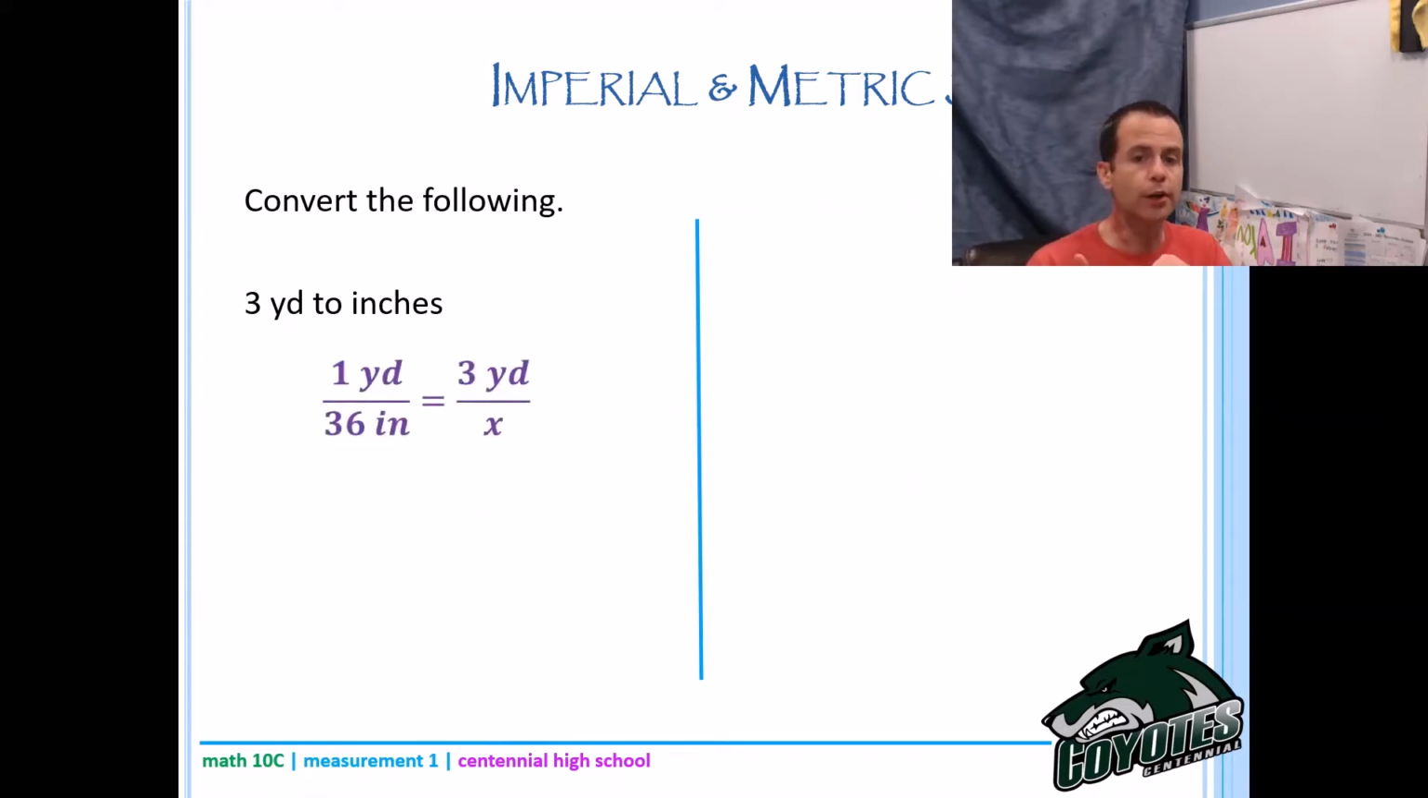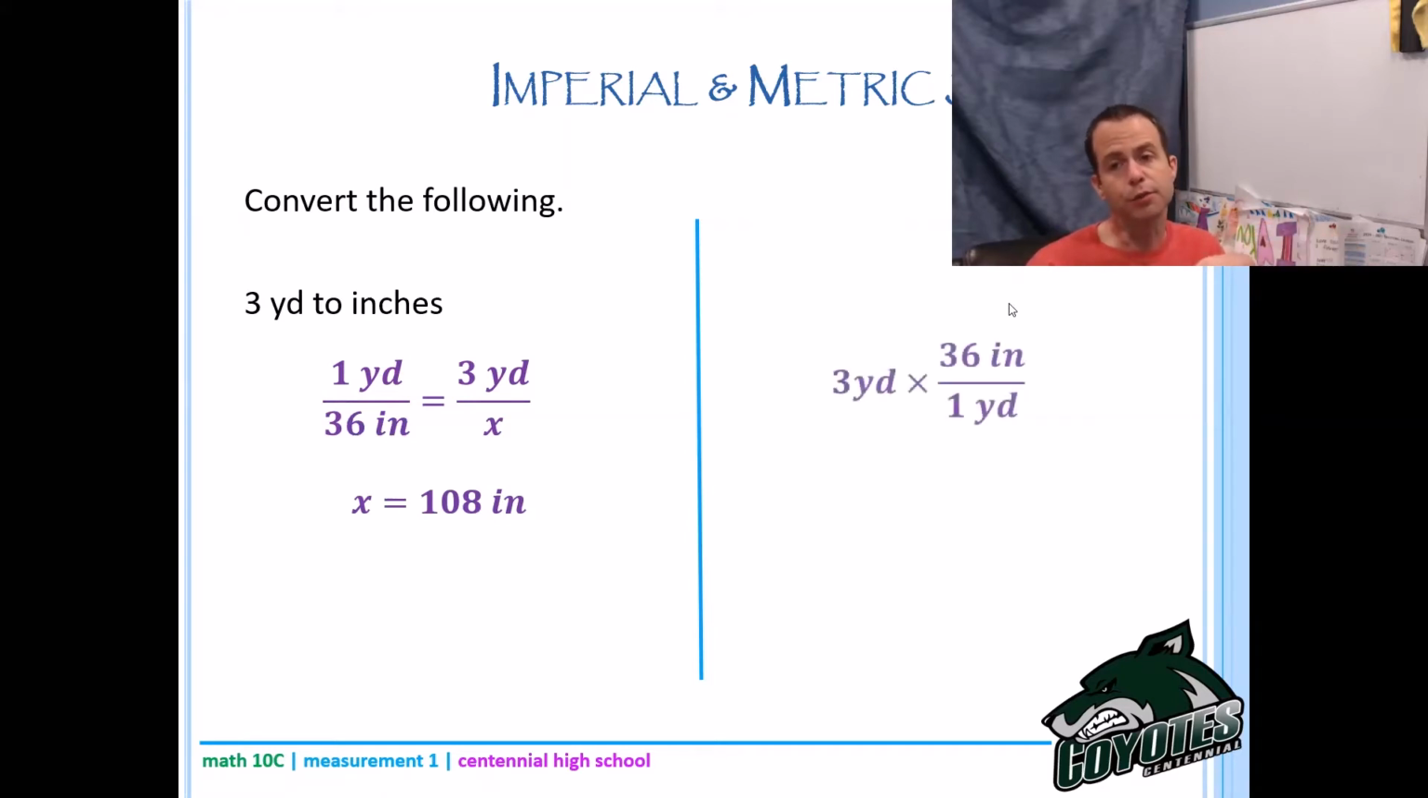So 1 yard over 36 inches equals 3 yards over x. Again, I'm going to cross multiply. I end up with 3 times 36, which is 108. Don't forget your units in your answer. So important, okay? 108 inches.